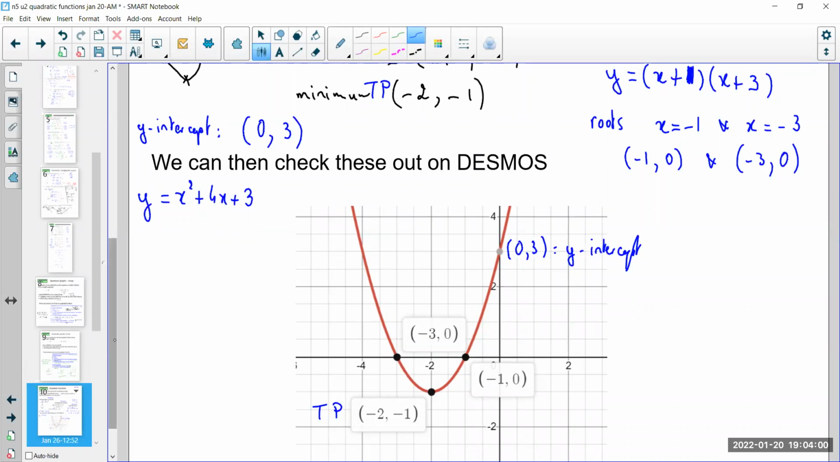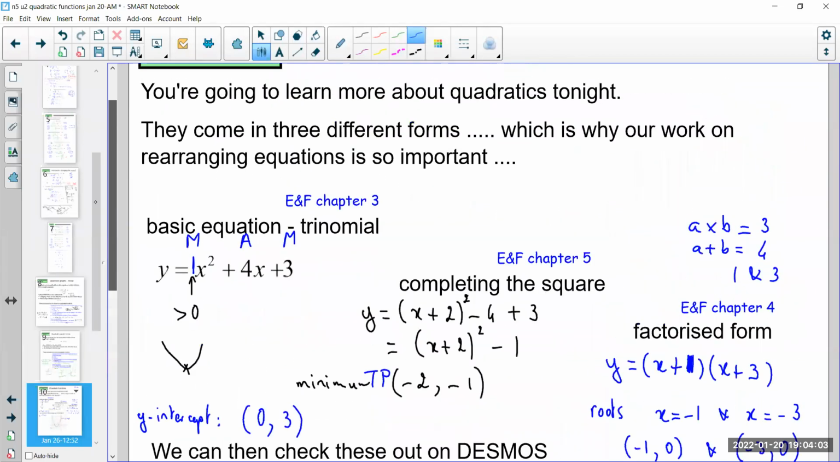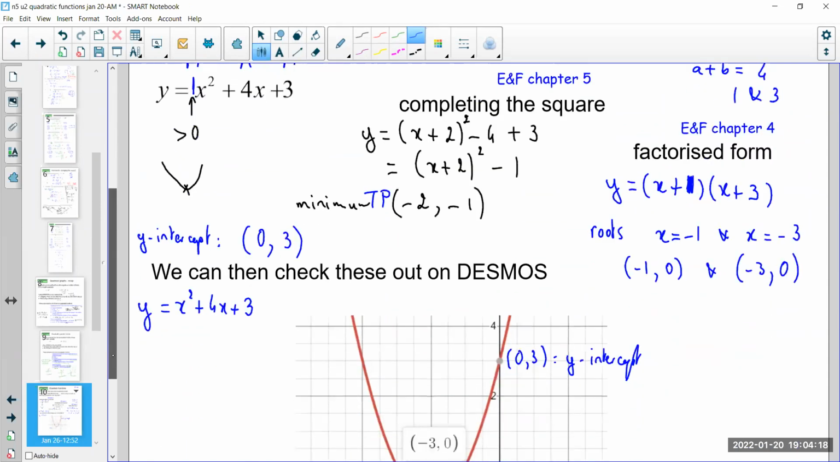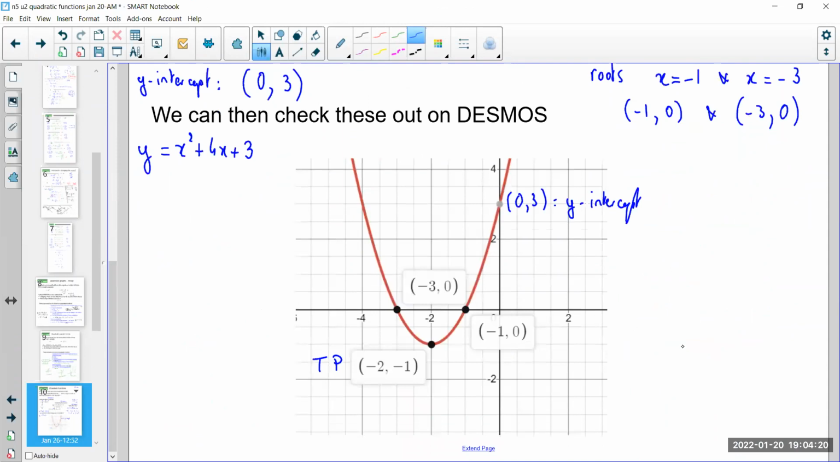And that's what you are asked to do. From a basic trinomial equation, be able to find the turning point by completing the square, and be able to find the roots by factorizing your equation. And remember when I was telling you the first unit, ENF, is important because we're going to use it. And this is where we use it during the relationship unit. Any questions, guys?